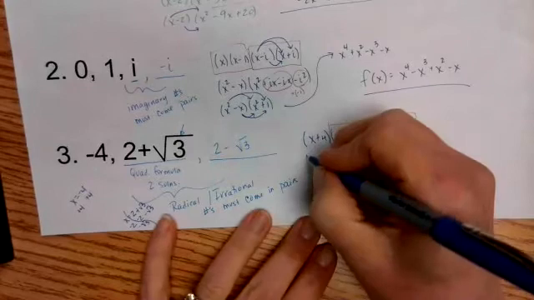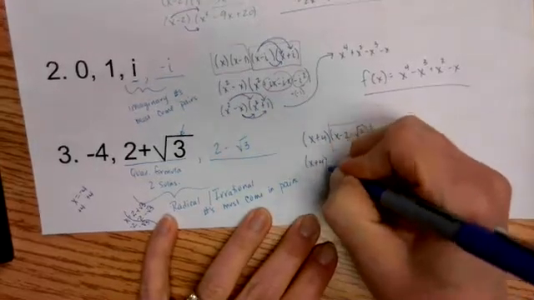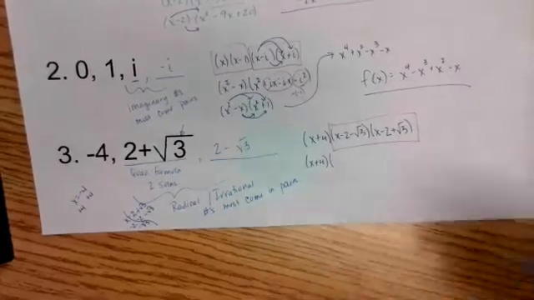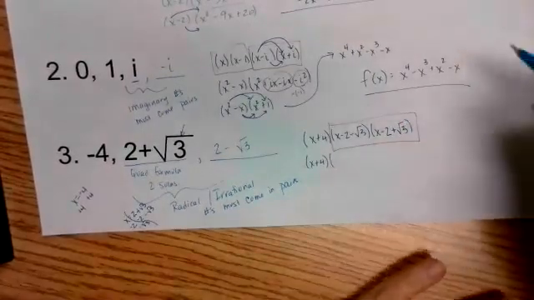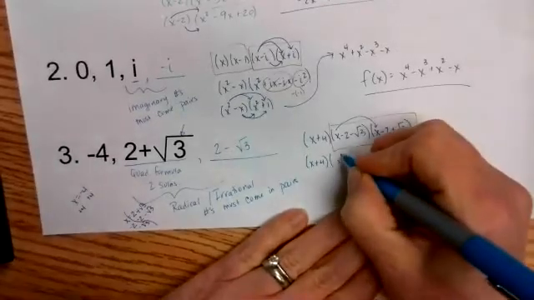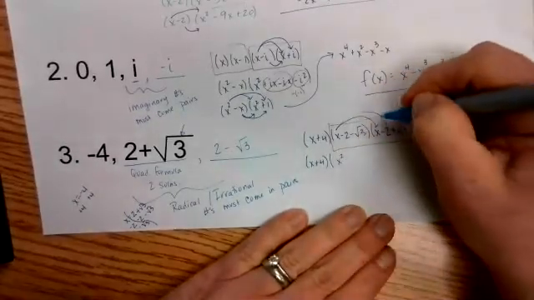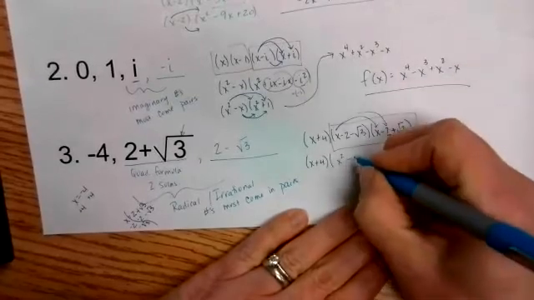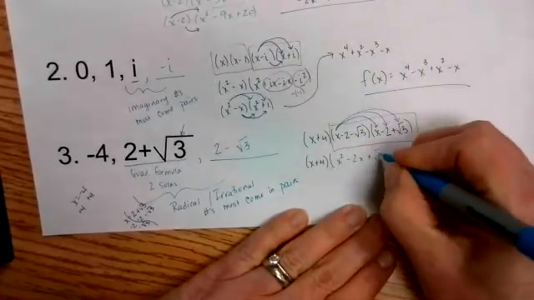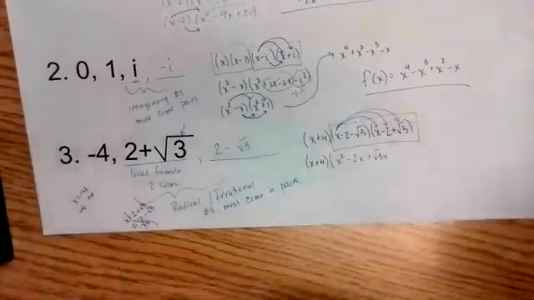So let me just copy down my x plus 4. And then I'm going to distribute. I like to do these one at a time and then line up my terms. So I have x times x, which is x squared. X times -2, which is -2x. And x times the square root of 3, which is the square root of 3x.